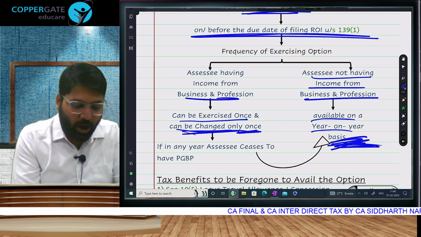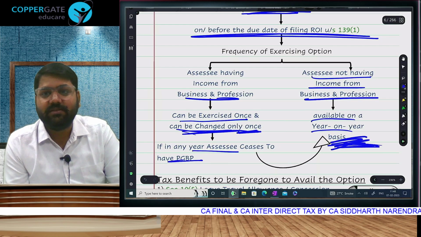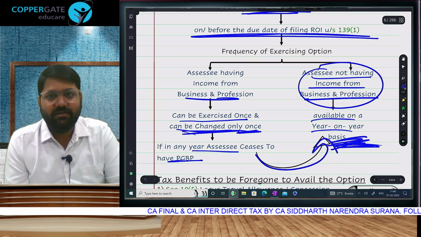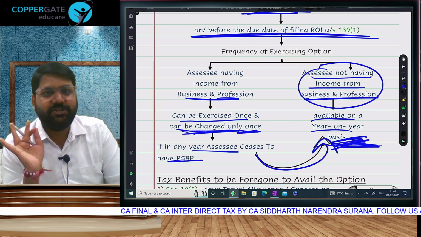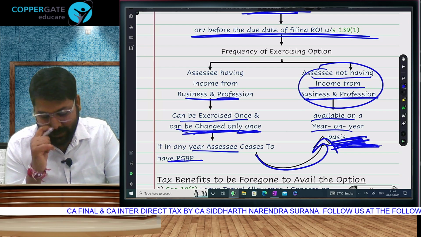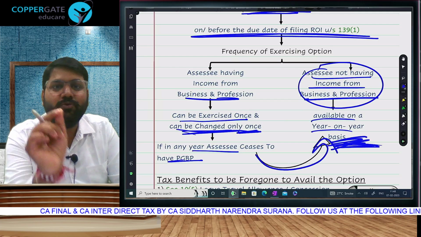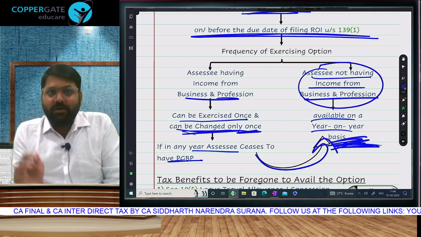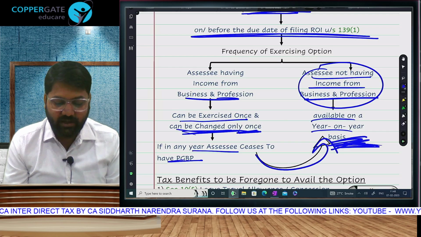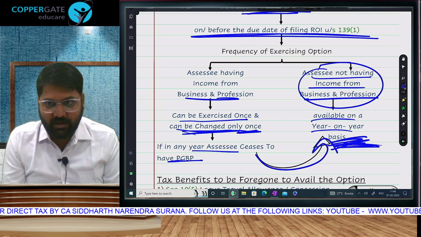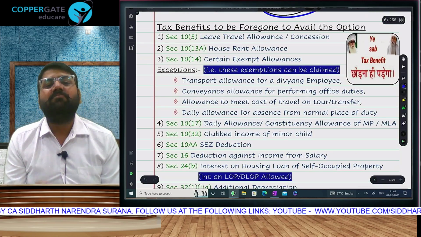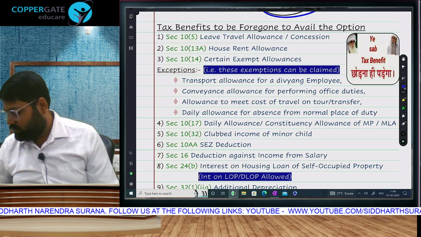But if you stop having PGBP, stop doing business, then you become this assessee, no? Then you can decide on a year-on-year basis. So those who don't have business, change every year. But if you want new, you have to decide before the due date. Those who have business or profession can go to new, come back to old, but can't go back to new again unless you stop business, then you can go on a year-on-year basis. But here comes the biggest problem of the new tax regime: all the moha maya you will have to leave.